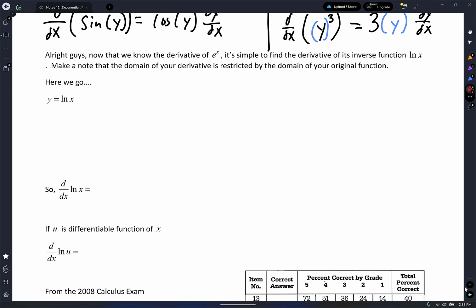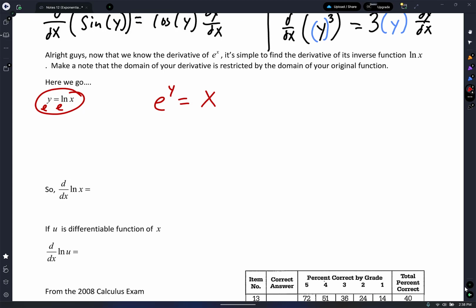Because we don't know the derivative of ln of x, but we know the derivative of e, right? ln and e are inverses of each other. So look, y equals ln of x. I'm going to rewrite it, e and e. E to the y is equal to x. In case you're wondering, what I'm doing is something called implicit differentiation.